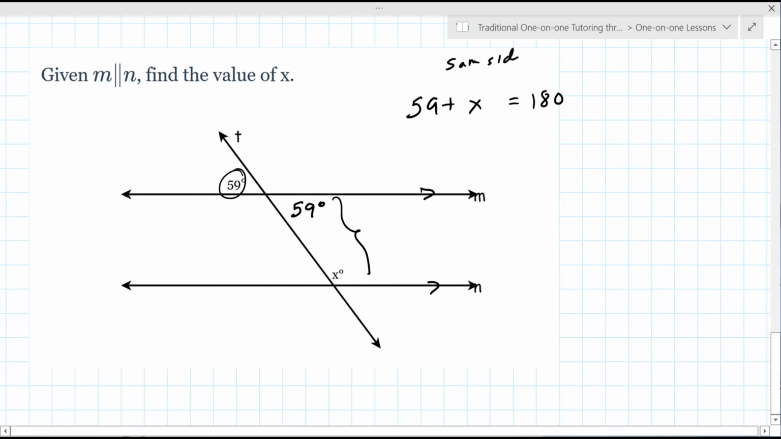There's a lot of ways to do this problem. This is just one of them. So all you're doing is solving for X. You subtract 59 from both sides. So X is 121 degrees, it looks like, with that one. So they just add up to 180, solve for X, no big deal. Make sure I added, yep. Okay.